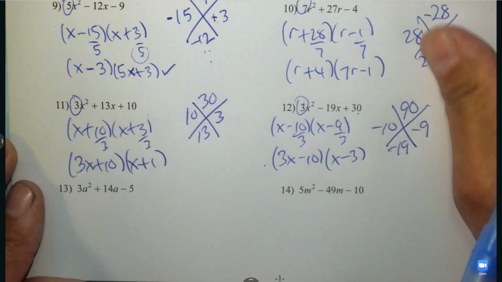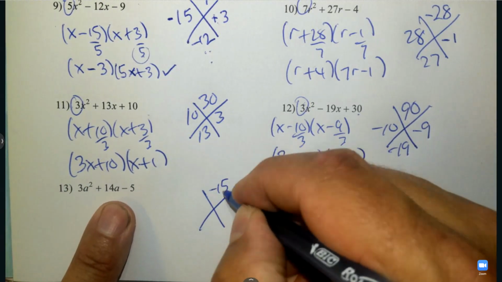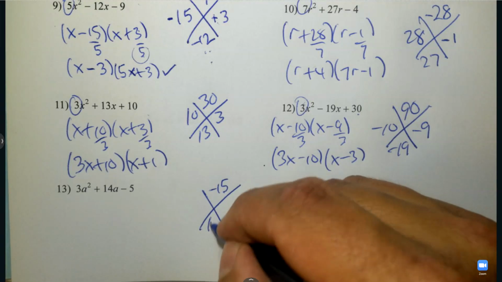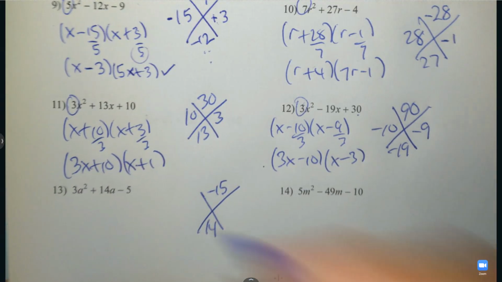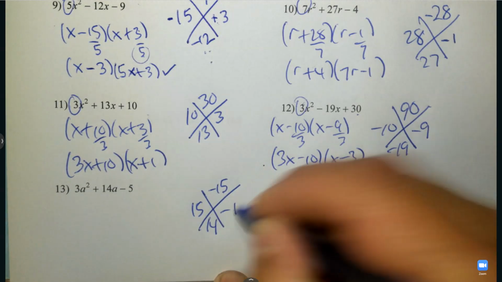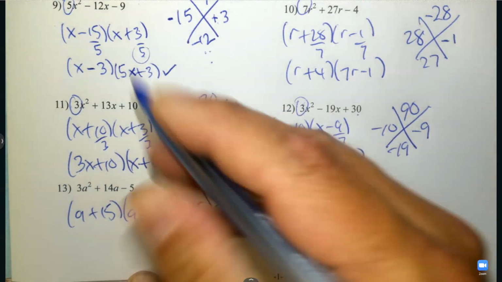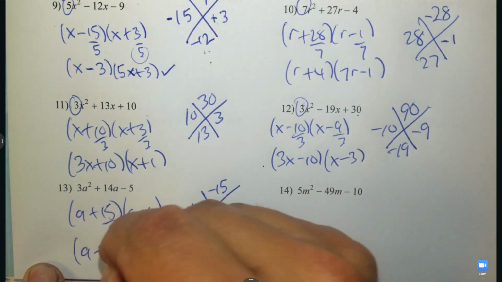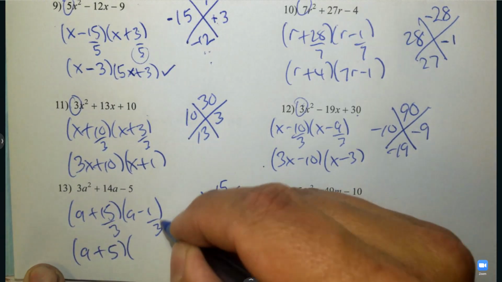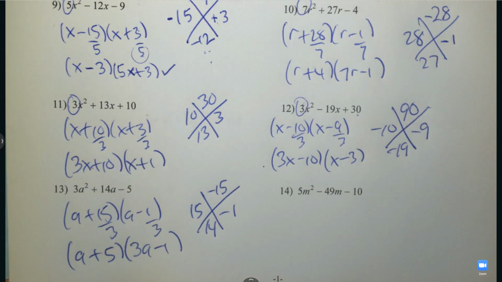Number 13. Multiply, that's negative 15, and then 14, and then think. So you can press pause and think what numbers match. So that's positive 15 and negative 1. Divide by 3. So 15 divided by 3, and then 1/3 is in lowest terms, so slide the 3 in front, and you have your factors.